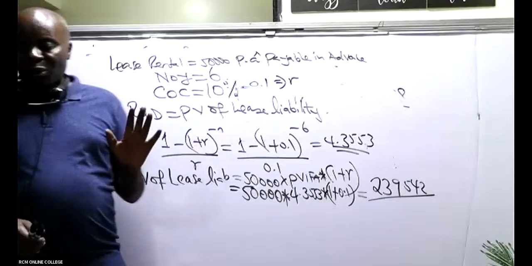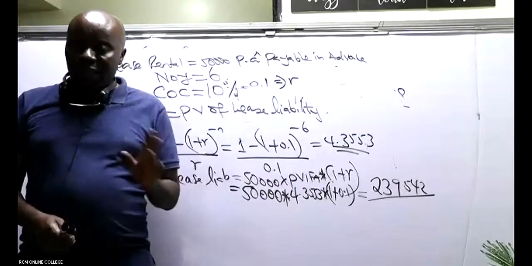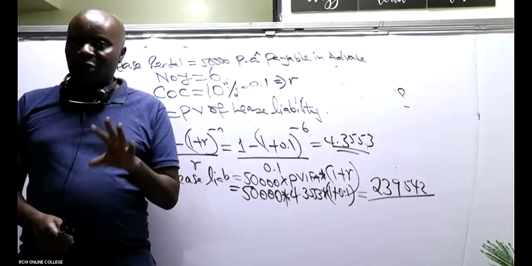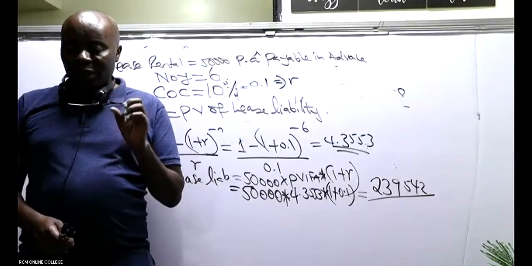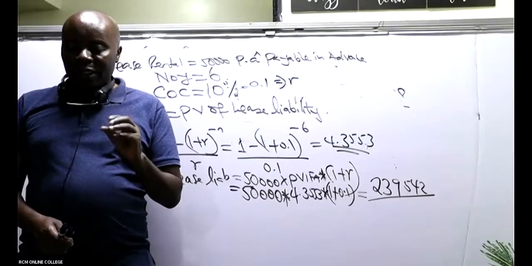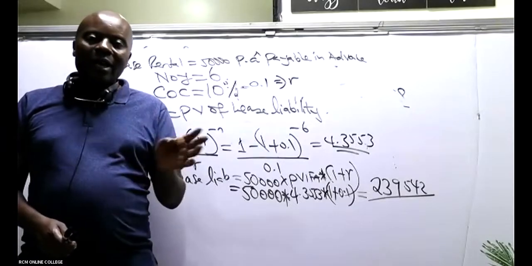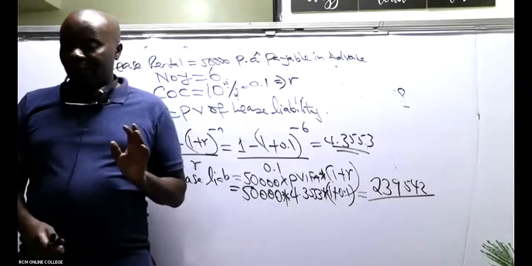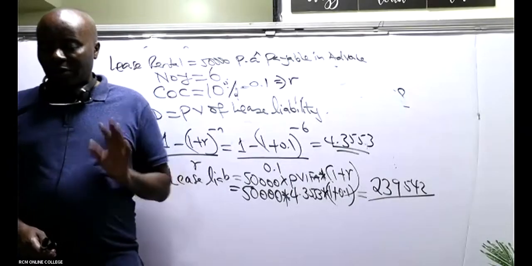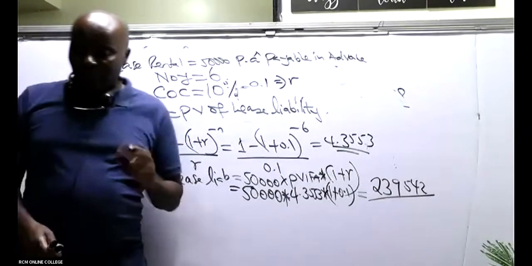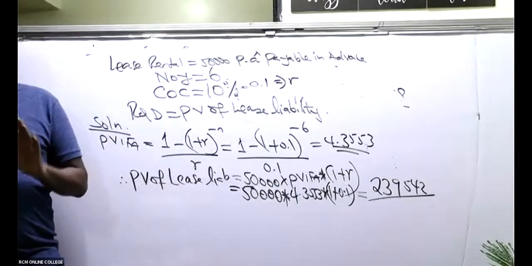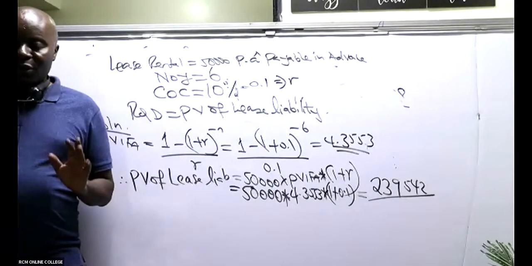Before I proceed, have you been able to pick something here? I wanted to lay a foundation. Because the moment you know how to get this present value of lease rentals, or present value of lease liability, or basically our lease liability, then we are good students on the block. A block called what here? Leases. So now, are we okay?